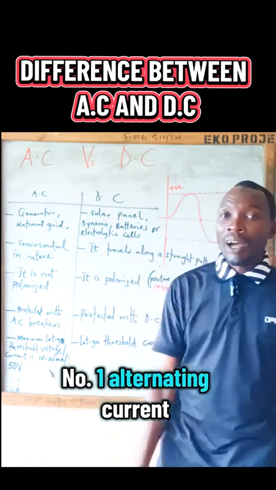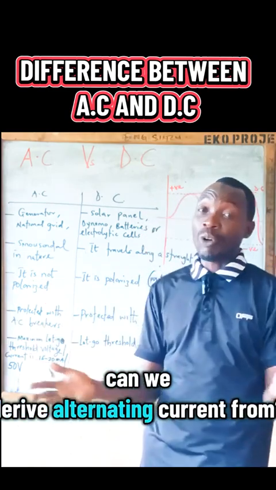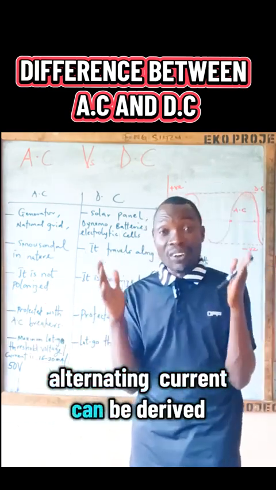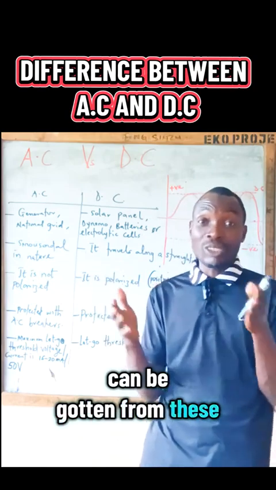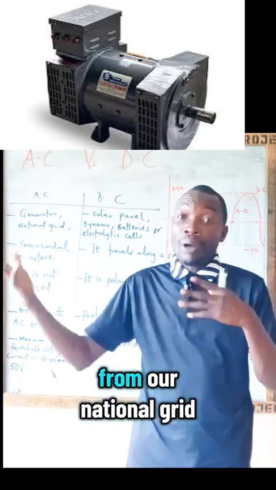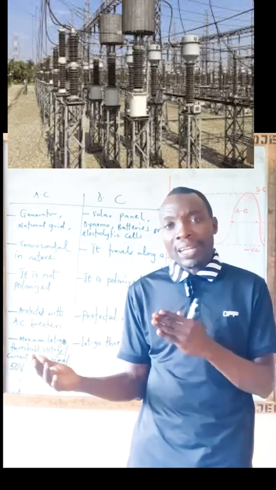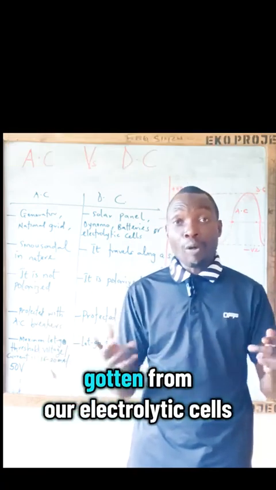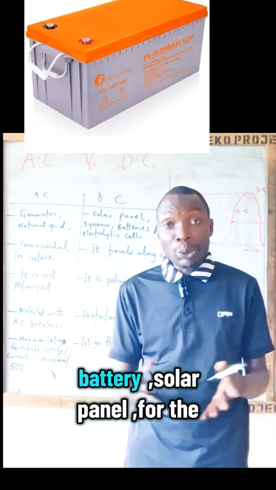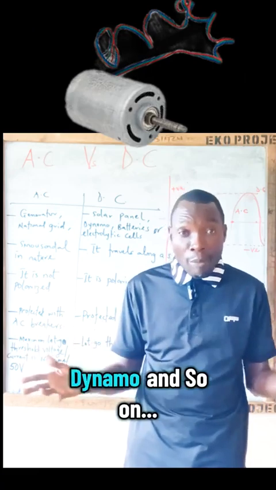Number one, the sources. Where can we derive alternating current from? Alternating current can be gotten from generators, our alternators. Then from our national grid, we can also get our alternating current. Our direct current can be gotten from electrolytic cells, batteries, solar panels, photovoltaic cells, dynamo, and so on.